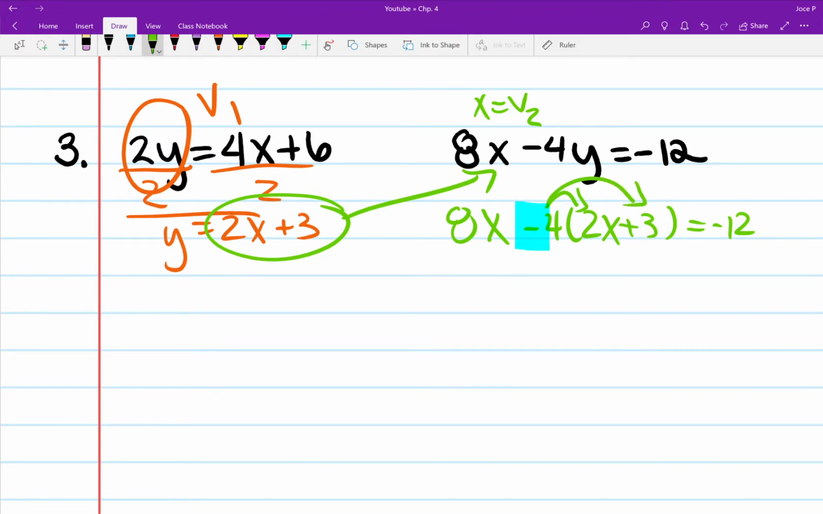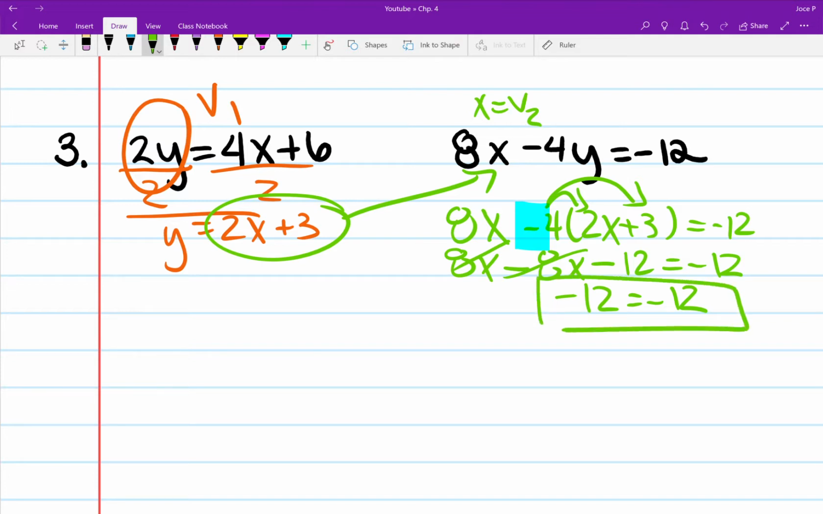Very important. 8x minus 8x minus 12 equals negative 12. Well, these are going to go to 0. Minus 12, negative 12 equals negative 12. What does this mean? Well, here's something really important.